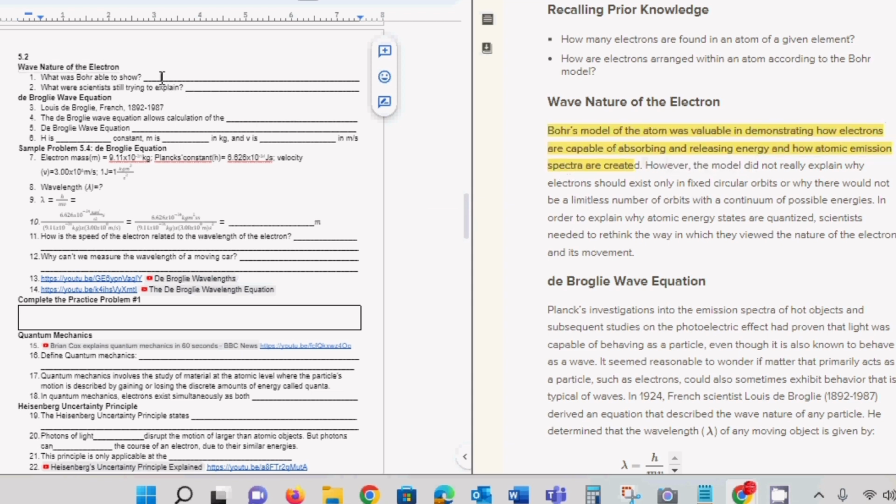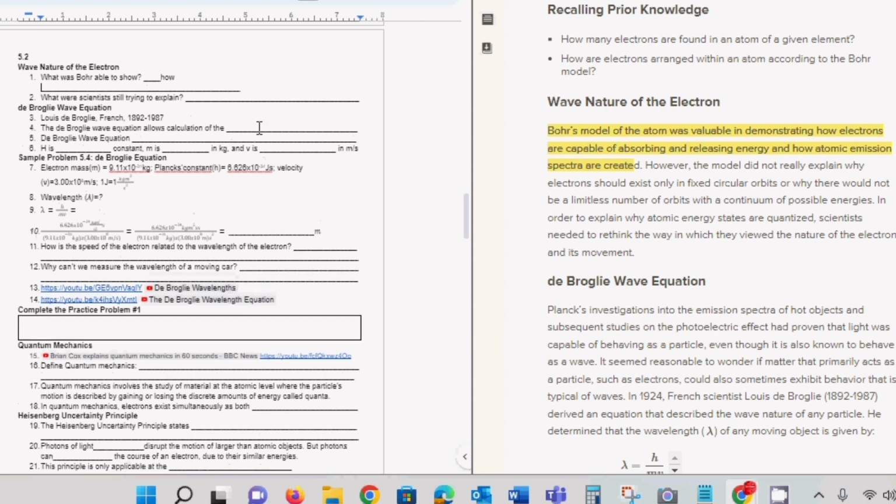And so I might come over here and type in how electrons absorb and release energy and how atomic emission spectra are created. Right, and I'm just going to delete that to a more reasonable size. All right, so then there's my answer.